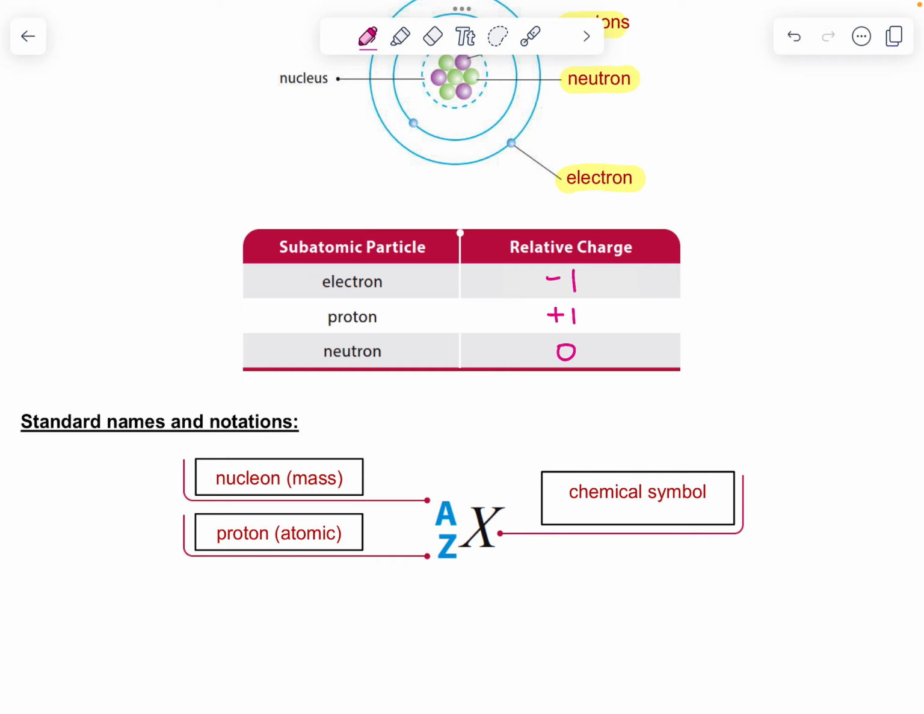Standard names and notation. Capital X here is the chemical symbol obtained from the periodic table. A here is the mass number or the nucleon number. Z here is the proton number, which is the number of protons, or the atomic number.